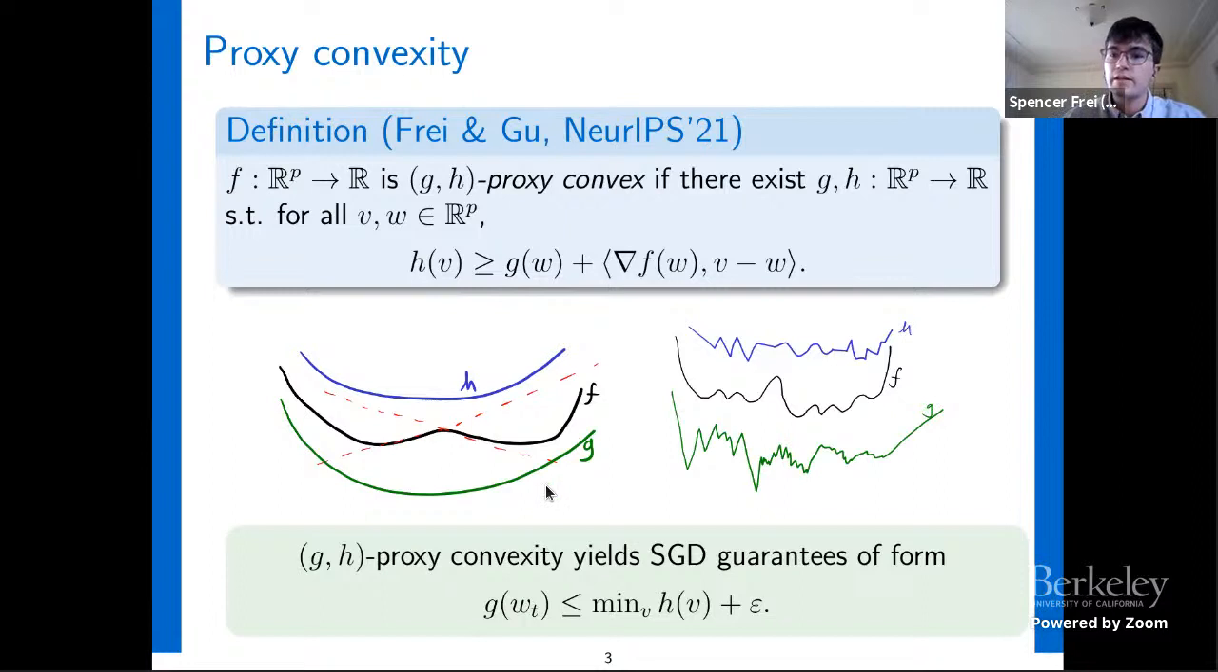And the type of result that one gets if you have this proxy convexity property is that gradient descent on the objective f will eventually find points where g is at least as small as the best possible value for h. So this is very general, and in order for this to be meaningful for the original optimization problem for f, of course, h and g need to be related to f in some way.